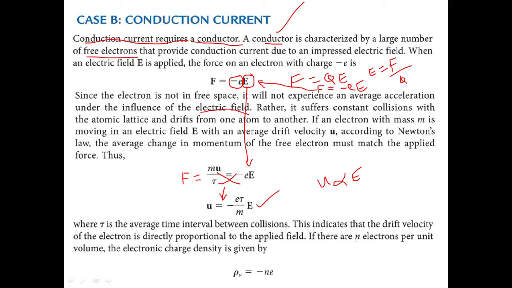So if there are n free electrons per unit volume, the electronic charge density is given by, so if there are n number of charges, the charge on one electron is minus E. If there are n number of charges, then it will become minus n into E, which is nothing but rho V, that is charge density. So the total number of electrons is given by minus n into E for the given region, right? So rho V can be written as minus n into E. So going to the next slide.